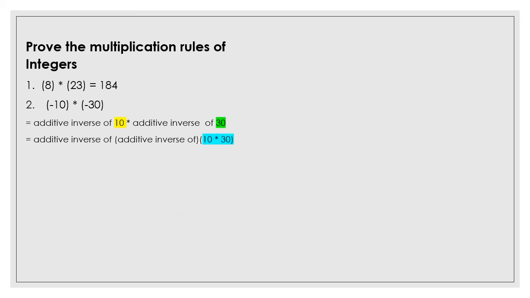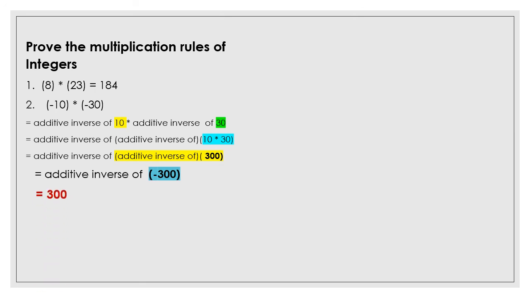Then, kopyahin natin yung dalawang additive inverse dito sa unahan and have 10 times 30 at the last. Then, 10 times 30 is 300. Then, additive inverse of 300 ay negative 300. And additive inverse of negative 300 is positive 300. So, we have proven this negative times negative equals positive.